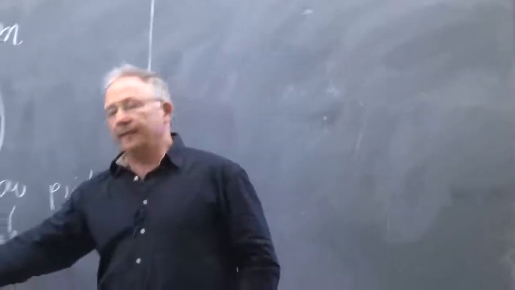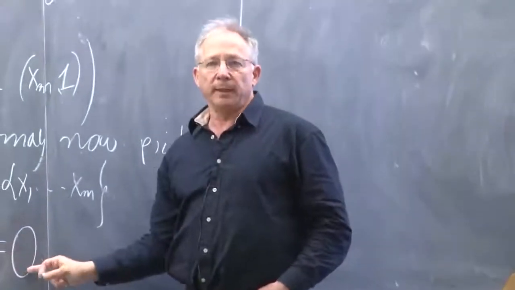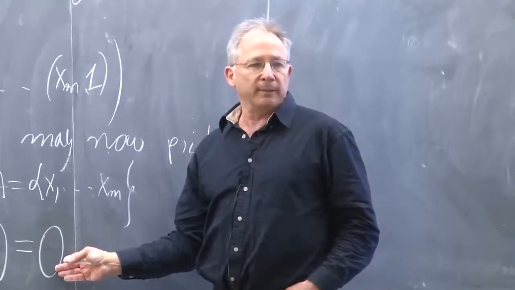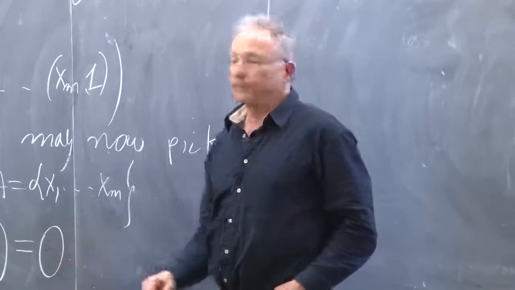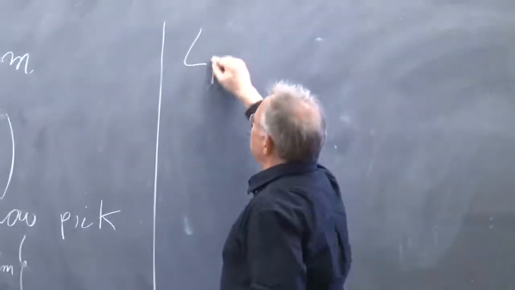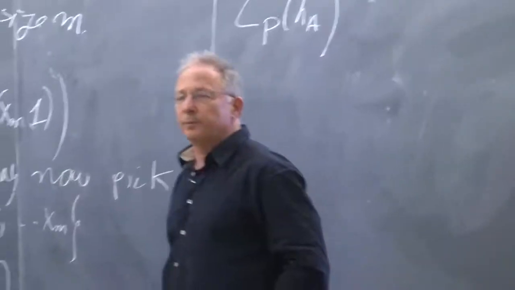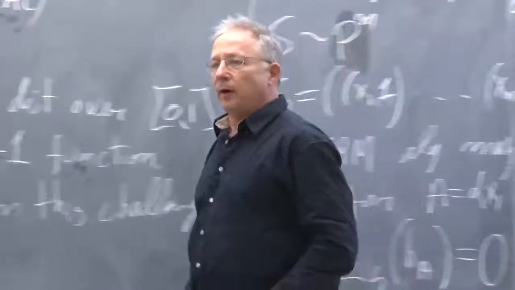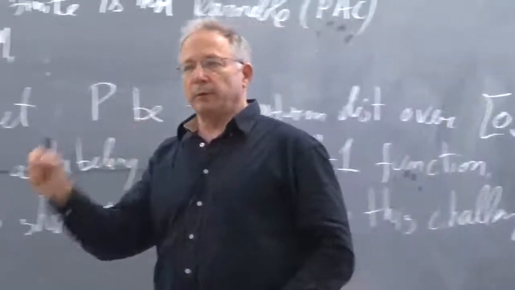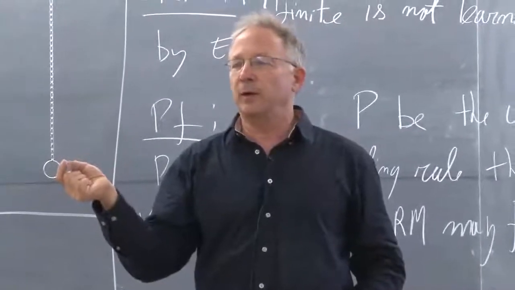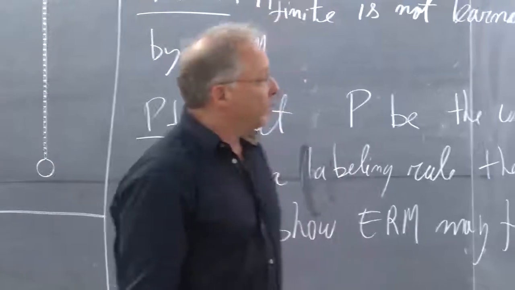So because it has 0 error on the sample, it's a legitimate choice for ERM. ERM can pick it because it minimizes the error over the sample. But now, what is L_P of H_A? What is the probability that it will be correct on a random point which is picked uniformly over the unit interval? Well, it's 1, so 0%. 1. Why is it 1?